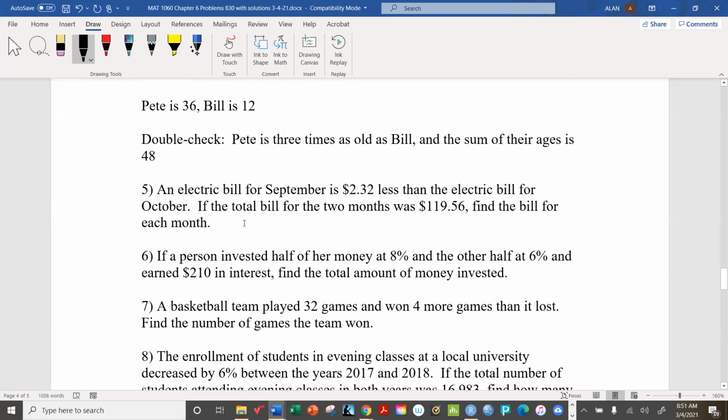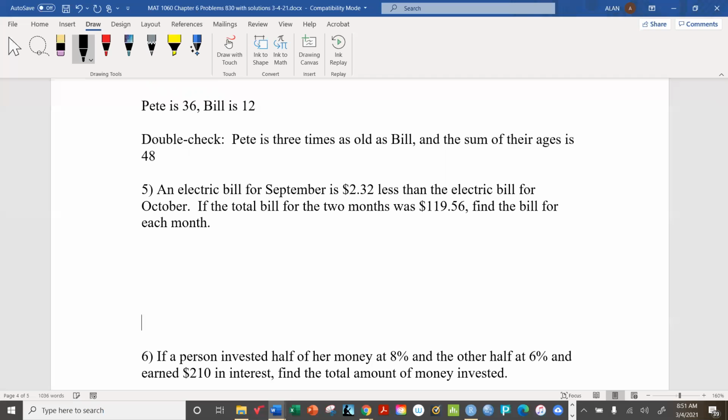Oh, electric bills. Oh, how pleasant. Electric bills. So the electric bill for September is $232 less than the electric bill for October. Okay. Of course it is, because it gets colder in October. The total for the two is $119.56. What is the bill for each month?